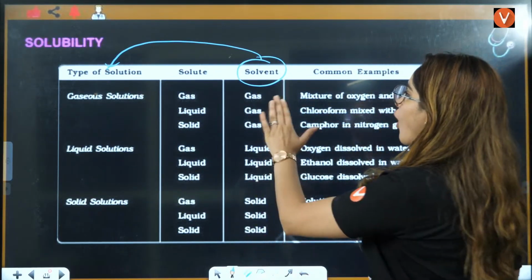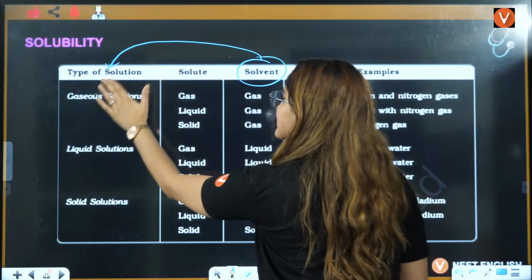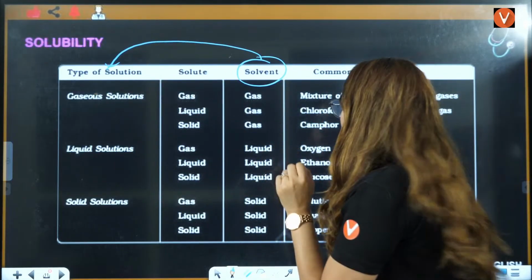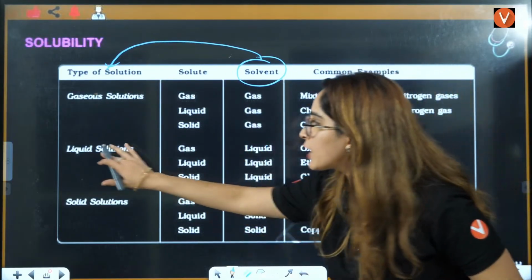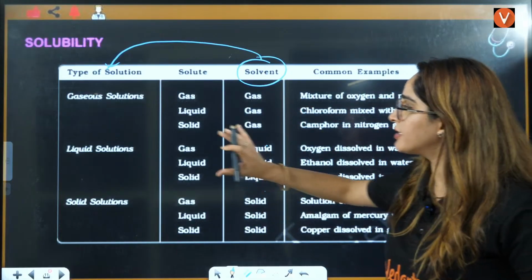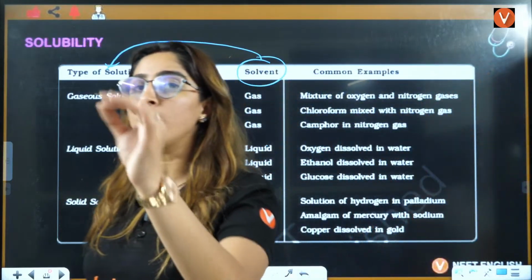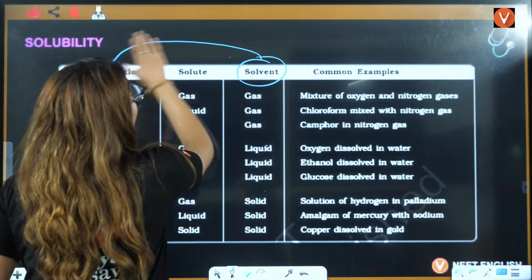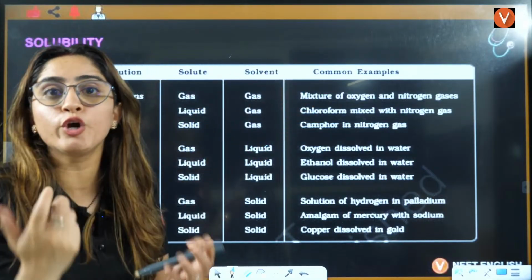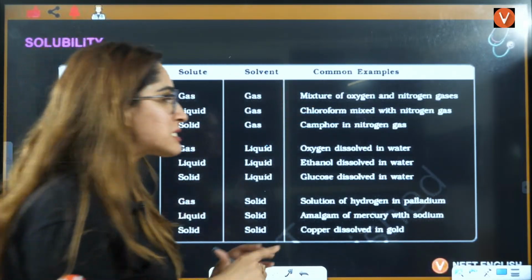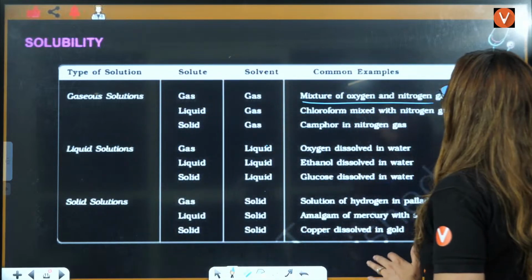If I say solvent is gas, then that is a gaseous solution. If the solvent is liquid, it is a liquid solution. If the solvent is solid, it is a solid solution. Now let's talk about what solute you are adding. And what you need to understand here are the examples you should know, right?